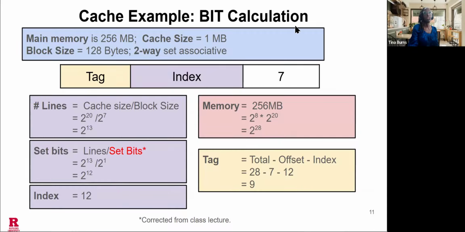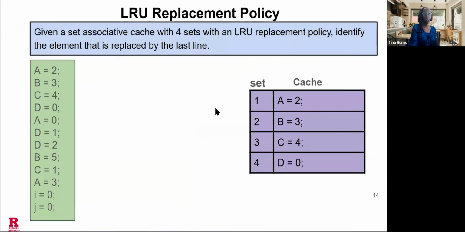Now let's talk about another item. This is for our bit calculations. What happens when we have, as we talked about in the last class, an LRU replacement policy as well? Meaning if I have a set of instructions, these are all represented as instructions, and I want to determine what's going to be the final value in my cache, or how that looks, what is the data flow and what are the items that are there. So let's say we have this example: given a set associative cache with 4 sets with an LRU, that means least recently used replacement policy, identify the elements that are replaced by the last line.